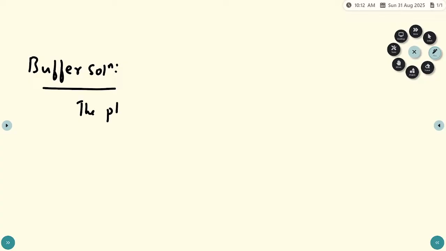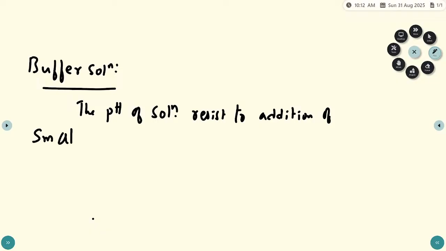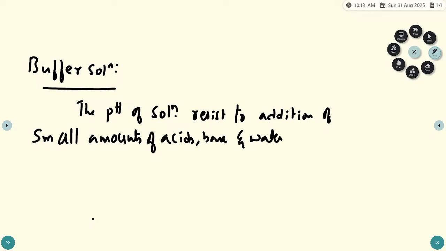So what are buffer solutions? See, buffer solutions are those where the pH of the solution resists the addition of small amounts of acids, bases and water.